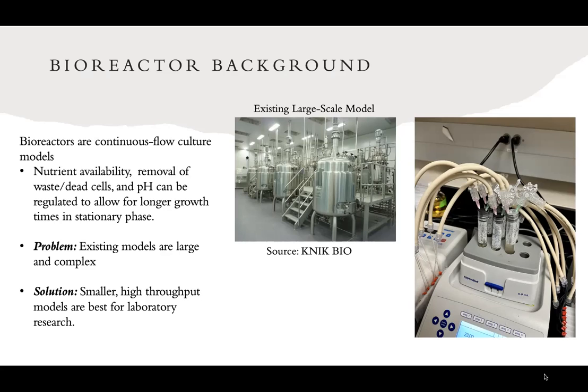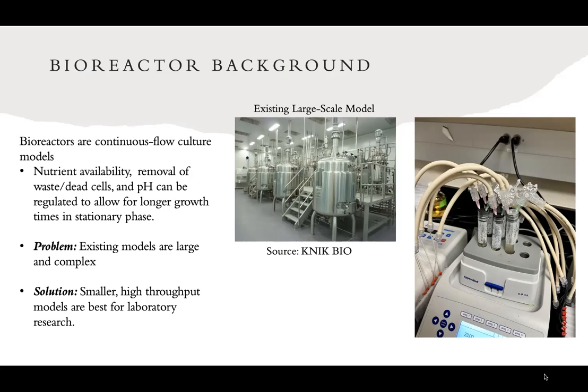And one of the key benefits to these continuous flow culture models is that we're able to remove the waste and add media, which allows for extended growth times. Because if you were to leave this alone without any sort of continuous flow model, the bacteria will follow a general curve and then die off. And so this is really helpful so that we can more accurately simulate how things are going on in the human body.